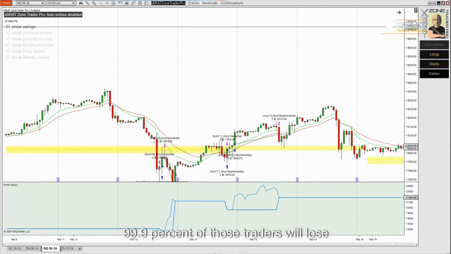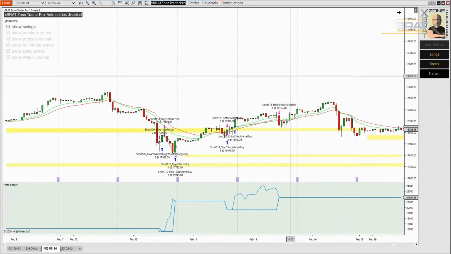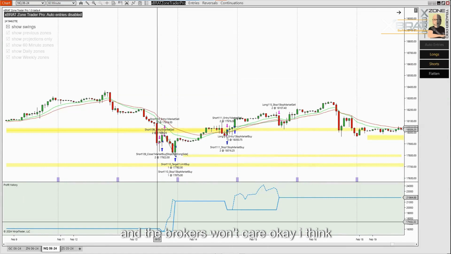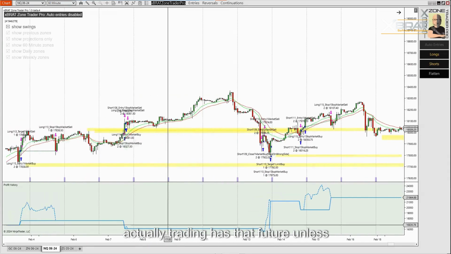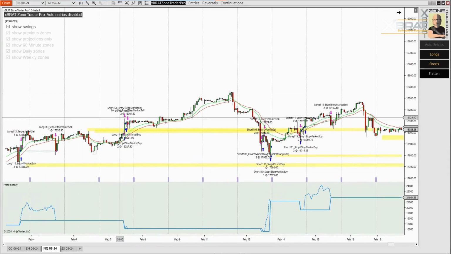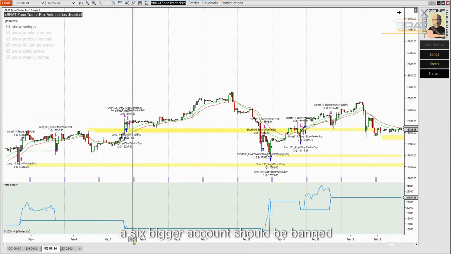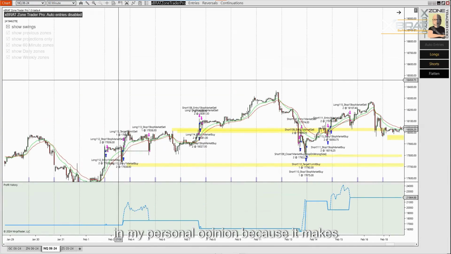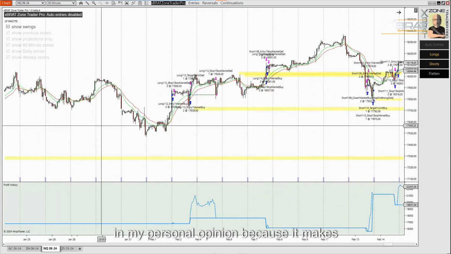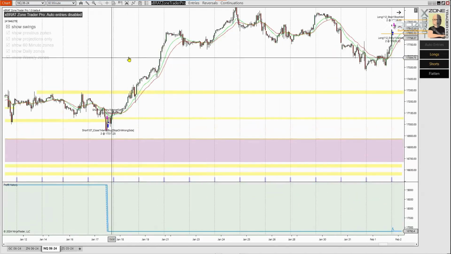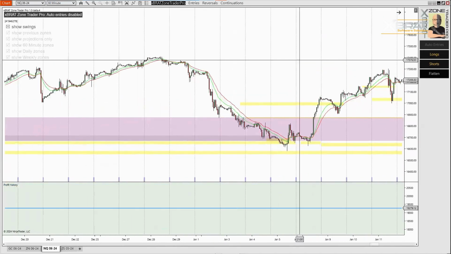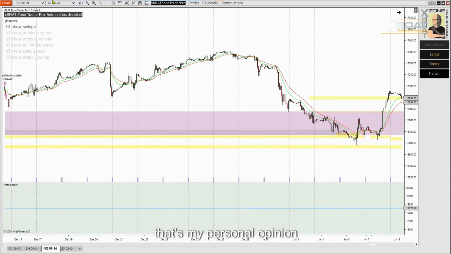99.9% of those traders will lose that money, okay? And the brokers won't care. I think actually trading NASDAQ futures, unless you've got a six-figure account, should be banned. In my personal opinion, because it makes people poorer, not richer. And that's my personal opinion.